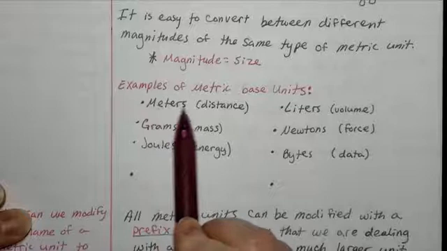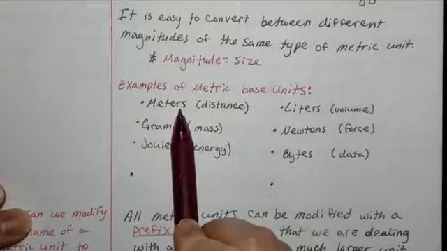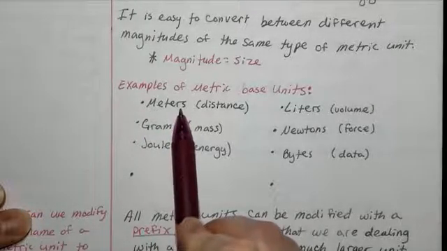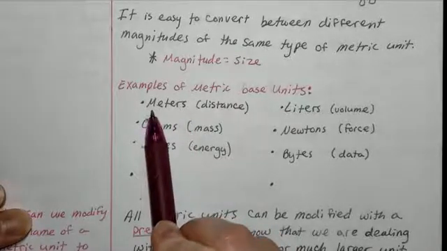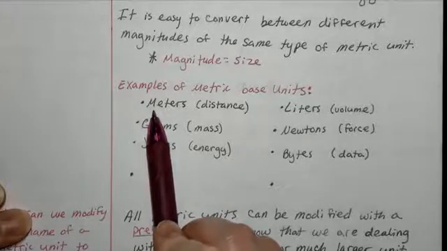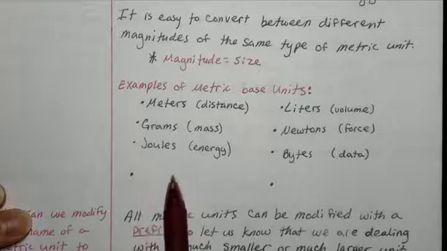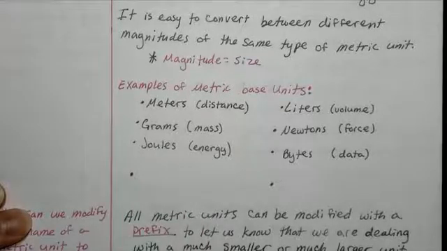So like this one right here, meters, that's a unit of measurement. It's about 3 feet or so. And then a kilometer is a little more than half a mile. But a kilometer is just a different way of measuring meters. So a kilometer is not a metric base unit, but it is a metric unit.